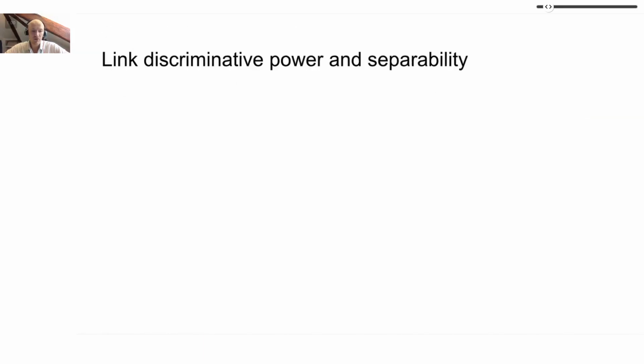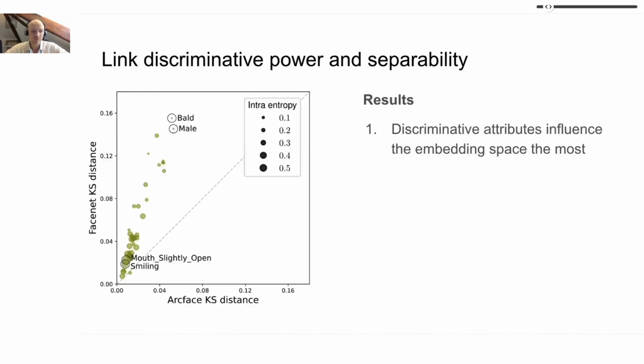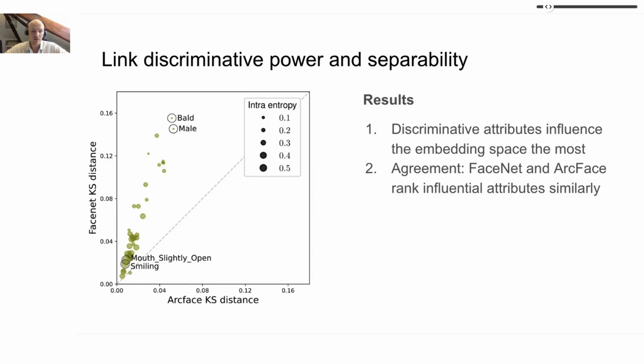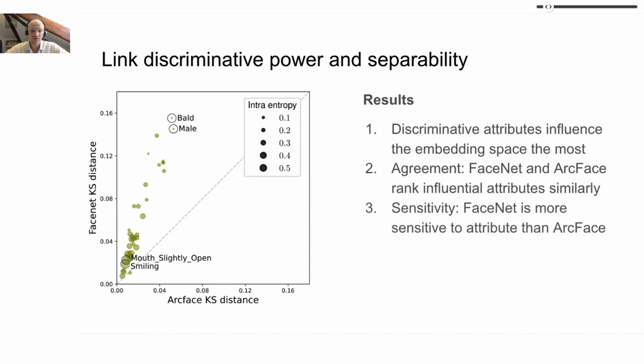But to go a bit further, we also asked why some attributes are more separable than others. We find that attributes with higher discriminative power are also more separable. Discriminative power is approximated by an entropic measure, and as an example, gender would be more discriminative than smiling since it gives more information to identify the face. Interestingly, models agree on which attributes matter most, but differ in the magnitude of the separation.